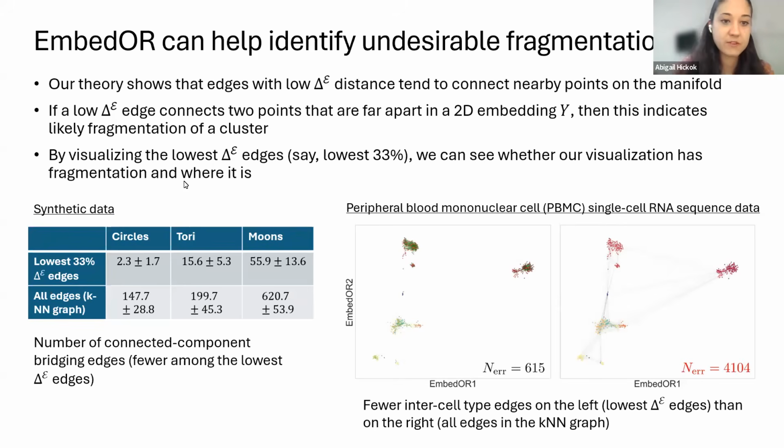So let me give you some examples, and we see this empirically too. On the left, we're looking at a few synthetic datasets, circles and a crescent moon dataset.